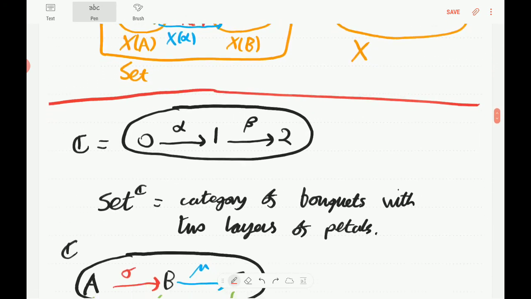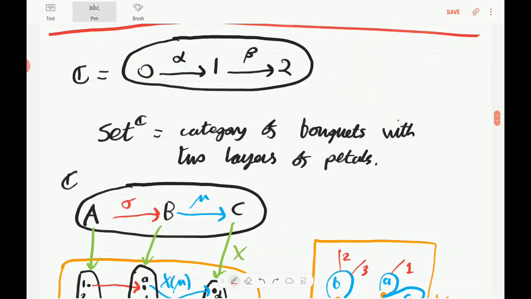Here's another case. I'm missing out discussion of the category of functions because so much of this video is concentrating on that. I'm just trying to give an overview of the kind of things that we're missing, really. So here's an interesting one. This is this category of bouquets with 2 layers of petals.